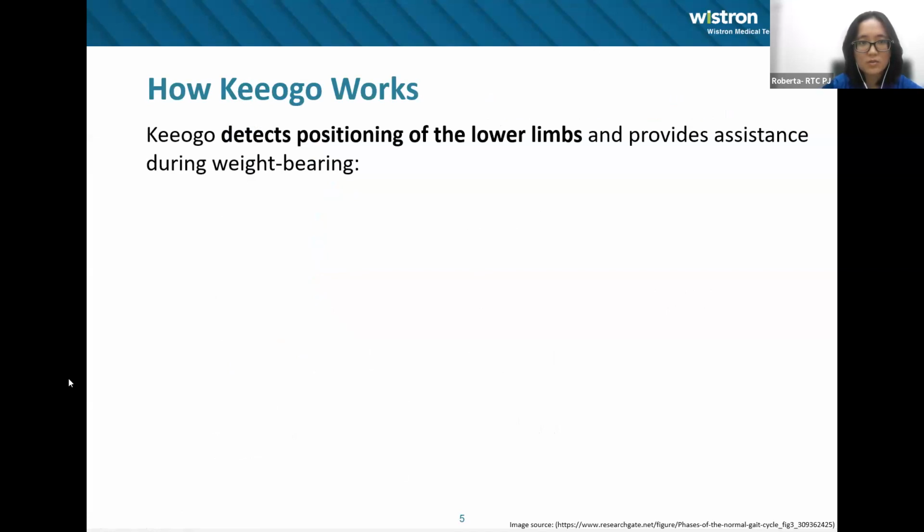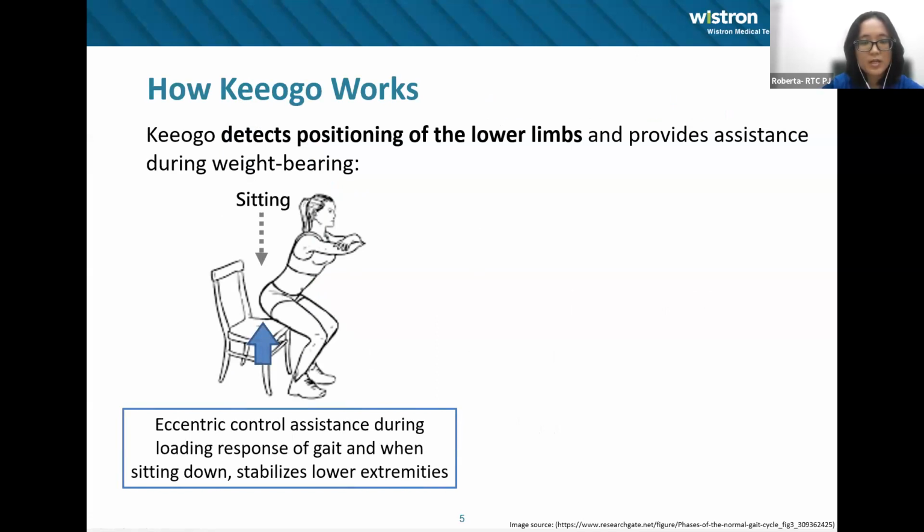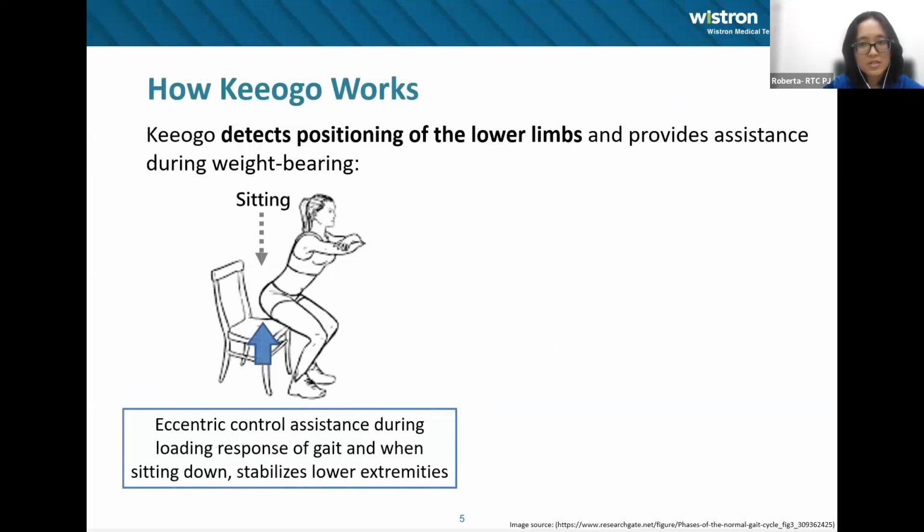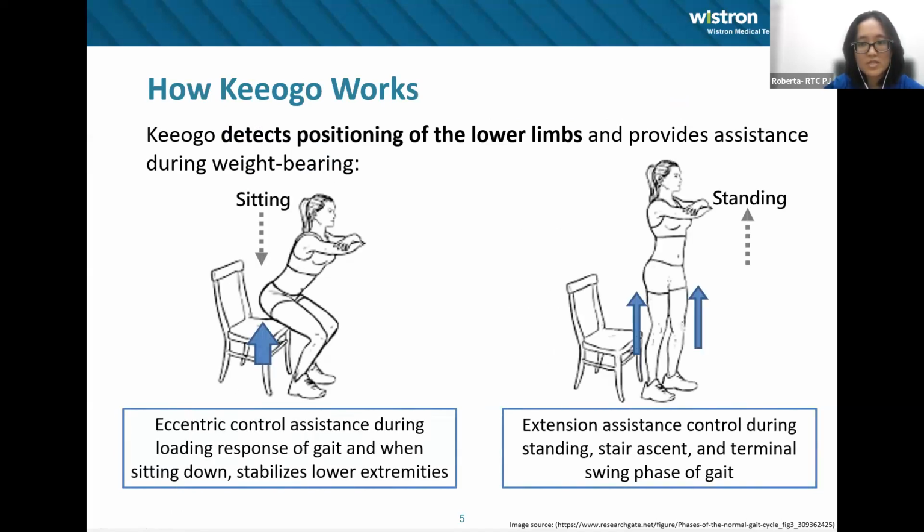So now let's see how Keeogo can help in weight bearing. Usually we can see patients with stroke finding difficulty from sit to stand or from stand to sit because they are neglecting the affected side. With the Keeogo assistance, it can support them from standing to sit, which can avoid them from falling, and from sitting to stand, it will give a push and help them initiate the movement of how to stand up from sit.